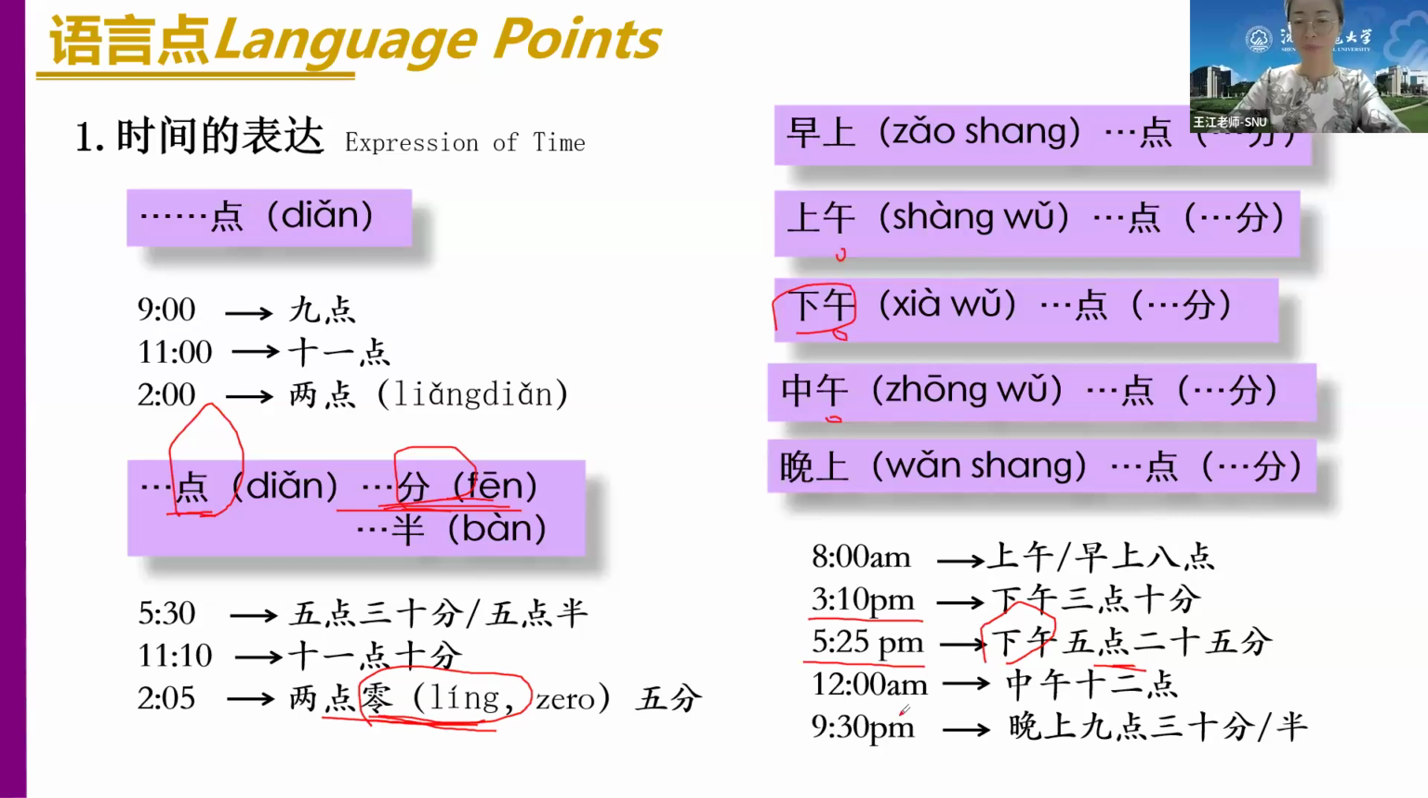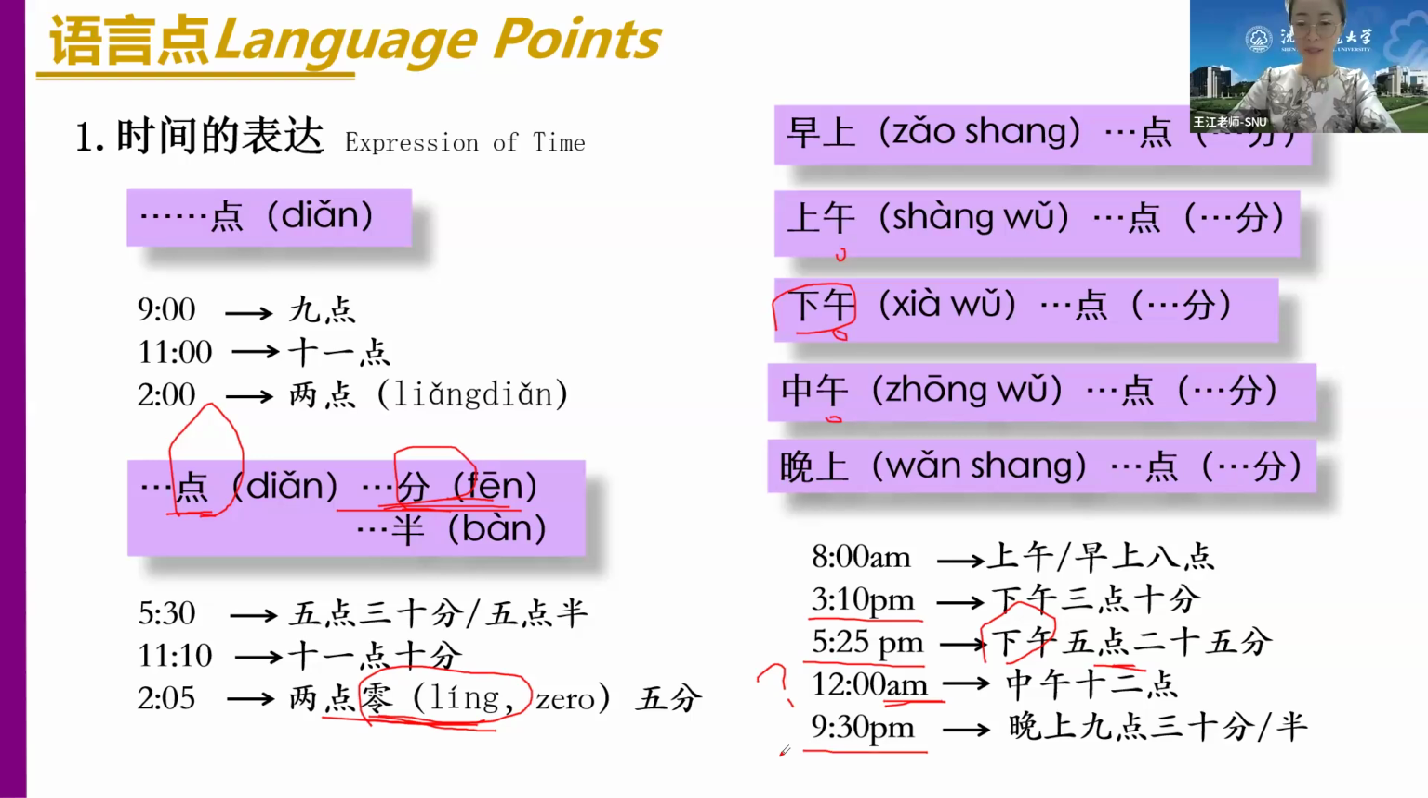Okay. So 12 o'clock AM. What's the time? 12 o'clock AM. Please express the time. 几点? What time? 12点. 12点. AM, we can say 中午12点.